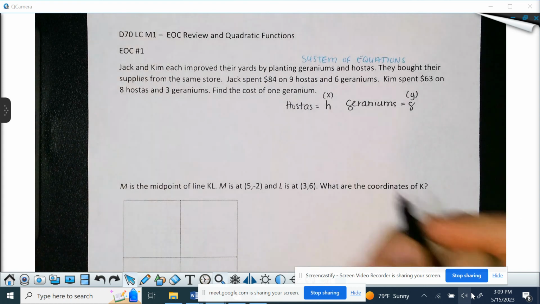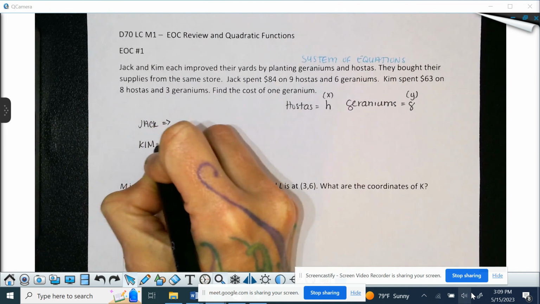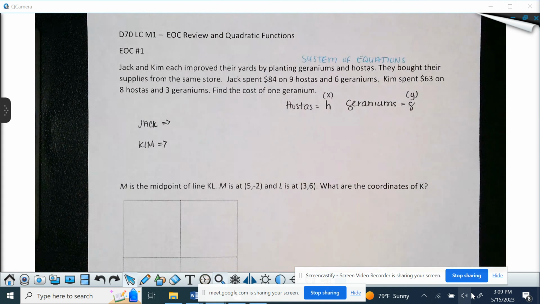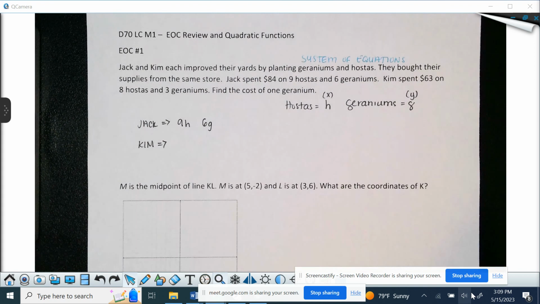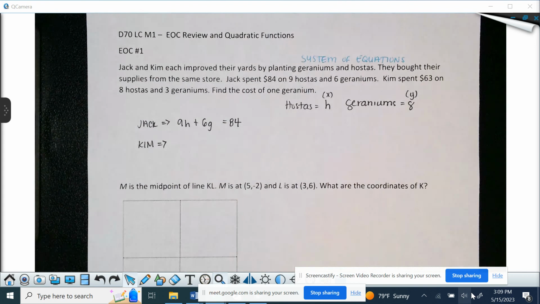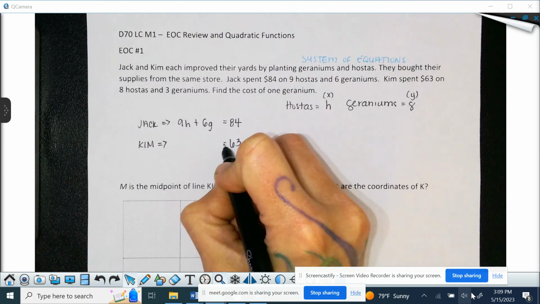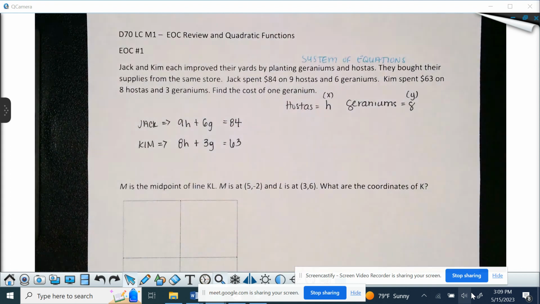So we have Jack and we have Kim. Jack bought 9 hostas and 6 geraniums, and he spent $84. Kim spent $63, and she bought 8 hostas and 3 geraniums. Now, again, if this was calculator active, you could go plug both those in just like that, with X and Y, and go find their intersection. And then remember that X would be whichever one you assigned X to, and Y would be whatever you assigned Y to.